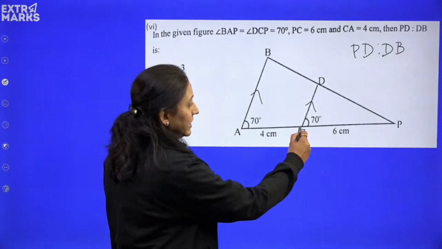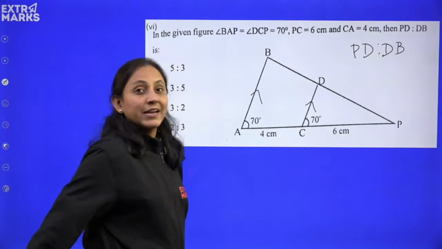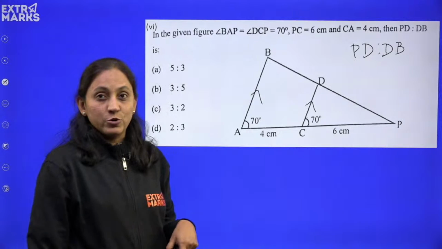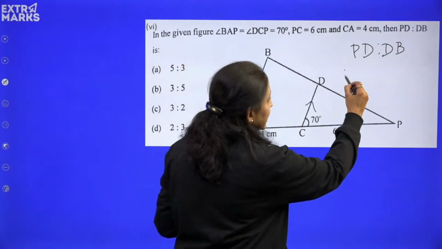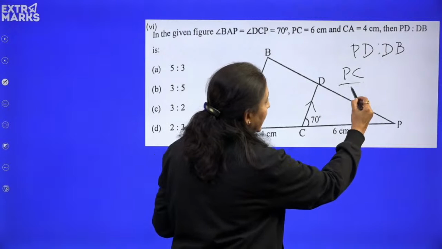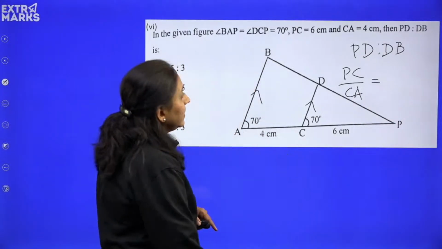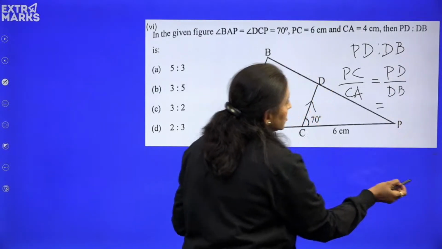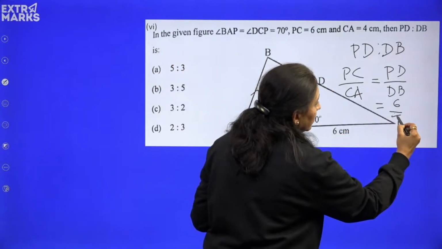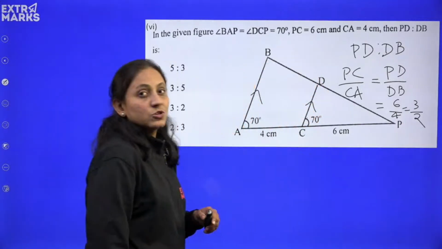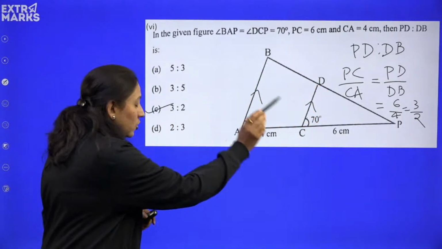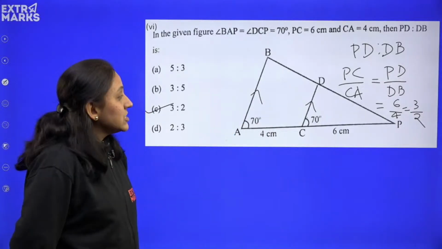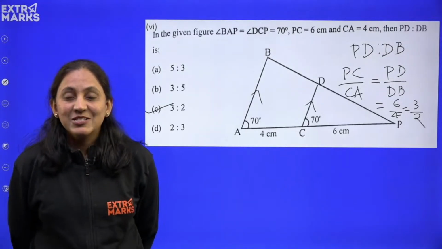So, according to basic proportionality theorem, when a line is drawn parallel to one side of a triangle, that line divides the other two sides of the triangle proportionally, right? So, therefore, I can say that the ratio of PC by CA will be equal to PD by DB, okay? So, PC by CA is 6 by 4, which is equal to 3 by 2. So, the ratio is 3:2, and Radha, you are right, the correct option is 3:2. Okay, how easy this question is.